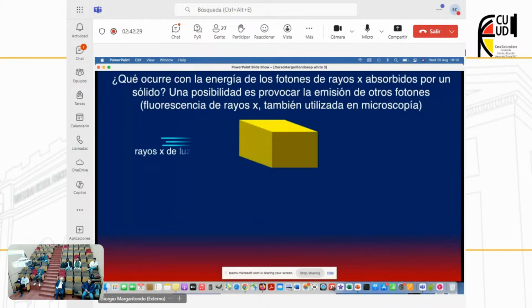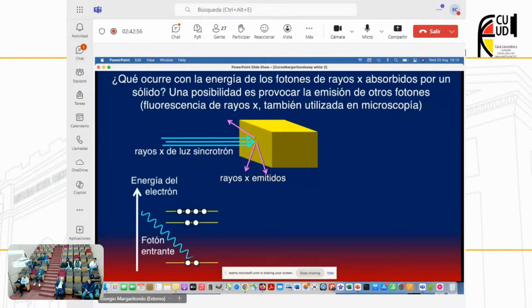Now, let me leave absorption and go to a question. That is, what happens to the energy that has been absorbed by a solid by absorbing X-rays? Well, there are several different ways in which this energy can be utilized, but in particular, it can produce the emission of other photons. How so?